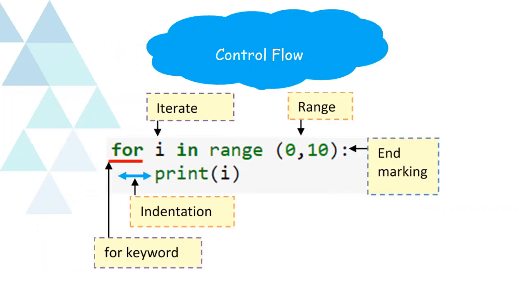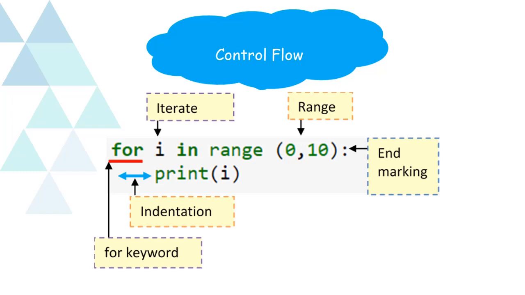Program using for loop. Here we wanted to print numbers from 0 to 10. So we are using for. We are taking the iterator variable as i in range from 0 to 10. That's where we define in brackets a range, and we close the for statement using a colon as an end marking.